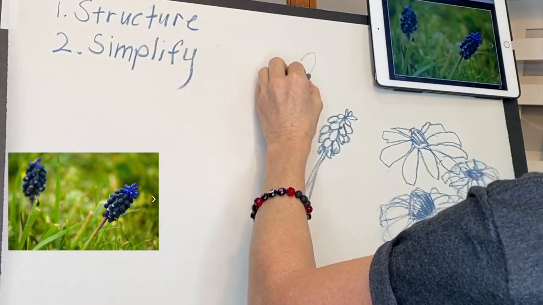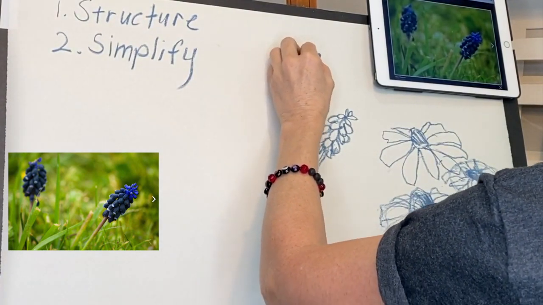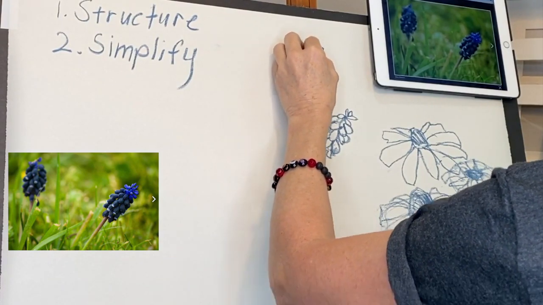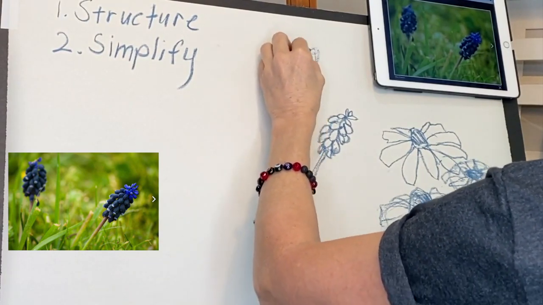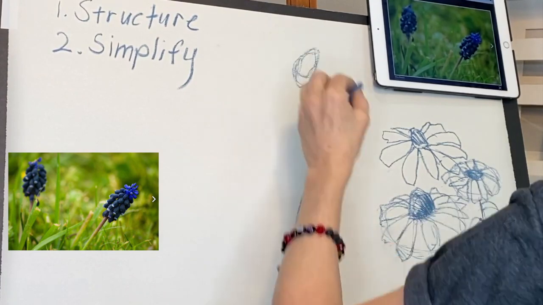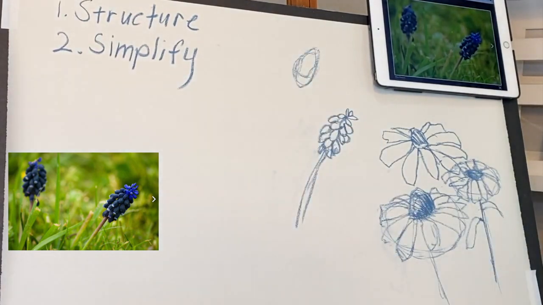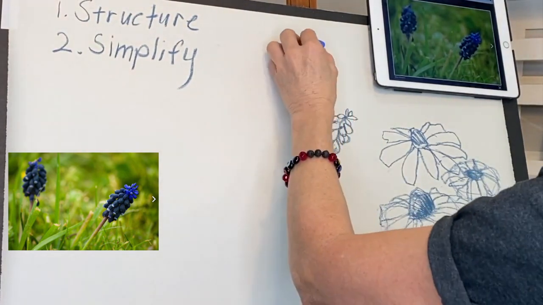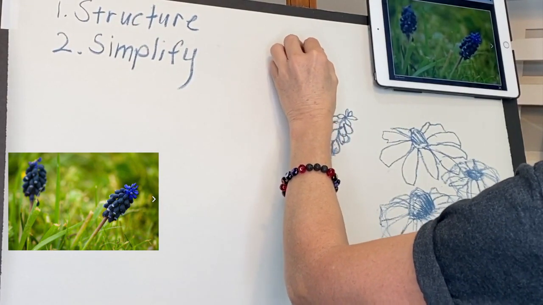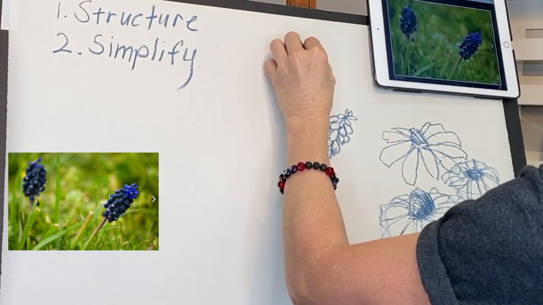Or I could do it like, let's do this one up here. We're going to simplify this. What's the structure? Obviously the structure is not round like a daisy. There's our general structure, all right? And now I'm actually going to use some pastels with this one. Now I'm just going to suggest some of the elements in here.